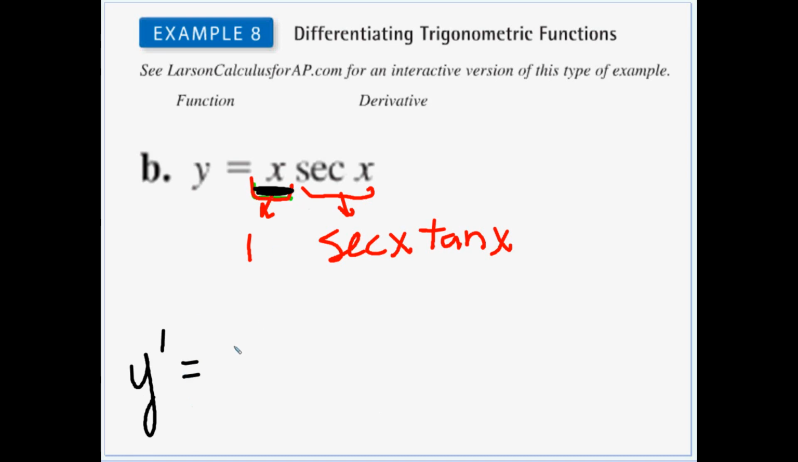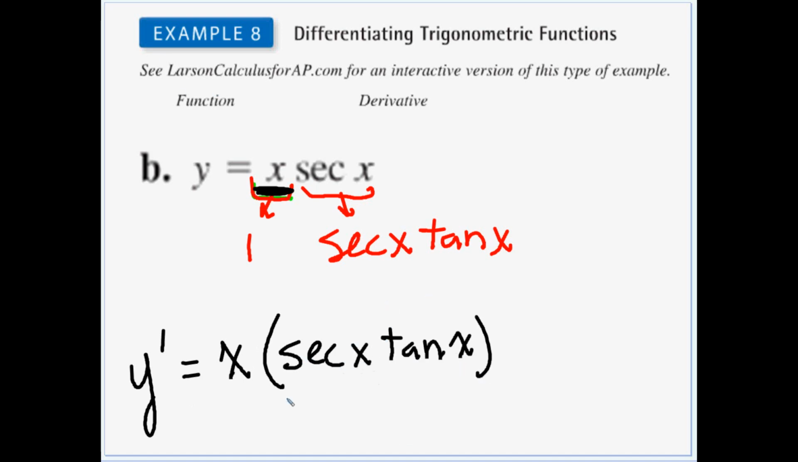The first, x, times the derivative of the second, secant x times tan x. So there's first times derivative of the second, plus the second, secant x, times the derivative of the first, 1. So I'm not even going to write it in there.